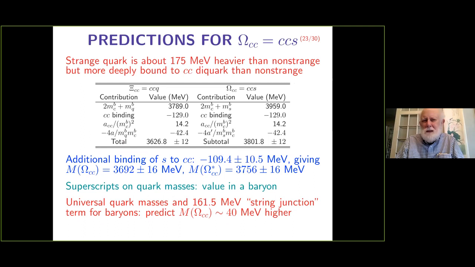And prediction for Omega_cc s should be visible. This is a comparison of the predictions of the two. Yeah, 3802 MeV predicted for the Omega_cc. And I don't know what the situation is with respect to that state, like c b. Maybe Thomas can comment. All right, next slide, please.